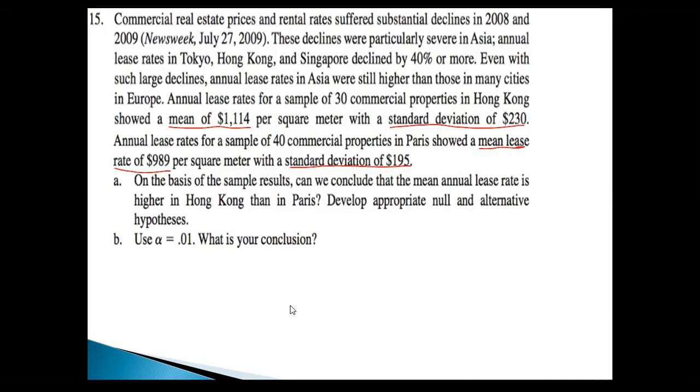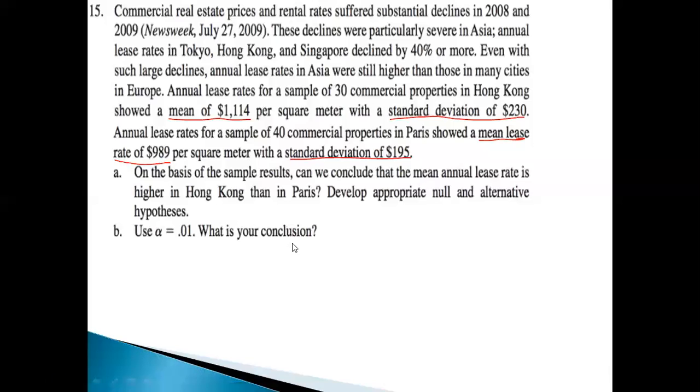Annual lease rates for a sample of 30 commercial properties in Hong Kong showed a mean of 1114 per square meter with a standard deviation of 230. Annual lease rates for a sample of 40 commercial properties in Paris showed a mean lease rate of 989 per square meter with a standard deviation of 195. On the basis of the sample results, can we conclude that the mean annual lease rate is higher in Hong Kong than in Paris? Develop appropriate null and alternative hypotheses. Use alpha equals 0.01. What is your conclusion?